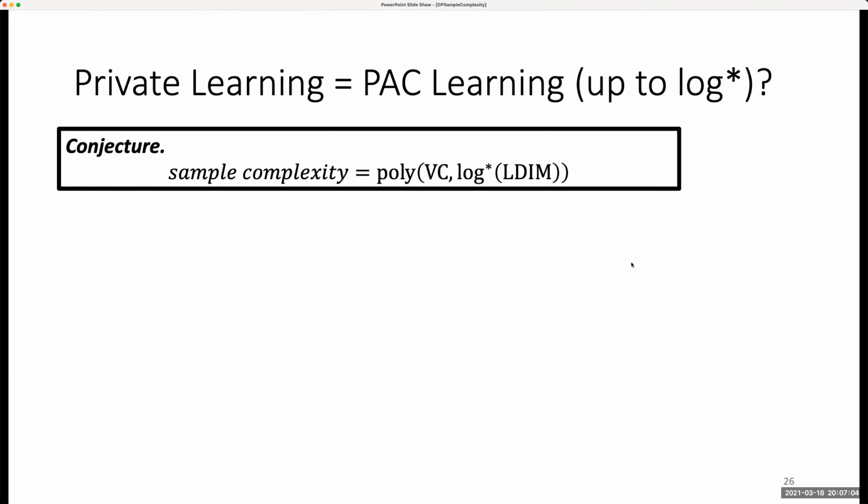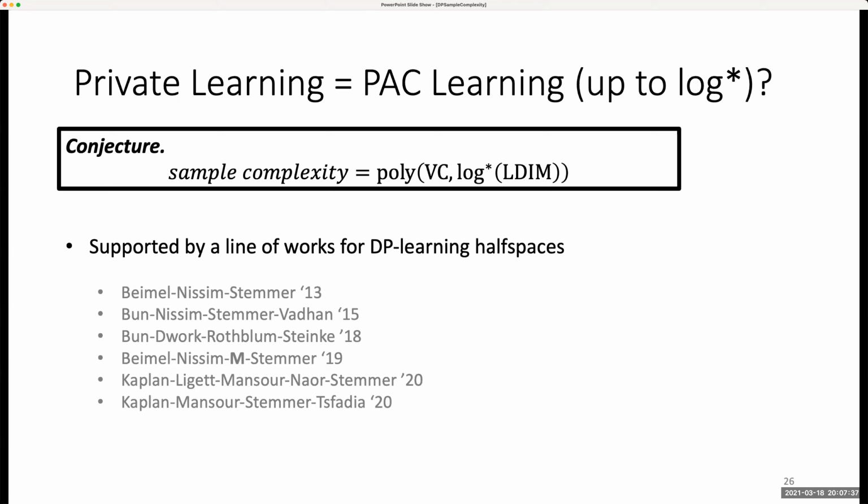This conjecture is supported by a line of works on learning geometric concept classes, half spaces, and others. We don't really have poly of VC and log star, but we have poly of VC and 2 to the log star, which, instead of 5, is 32. So it's not so bad.